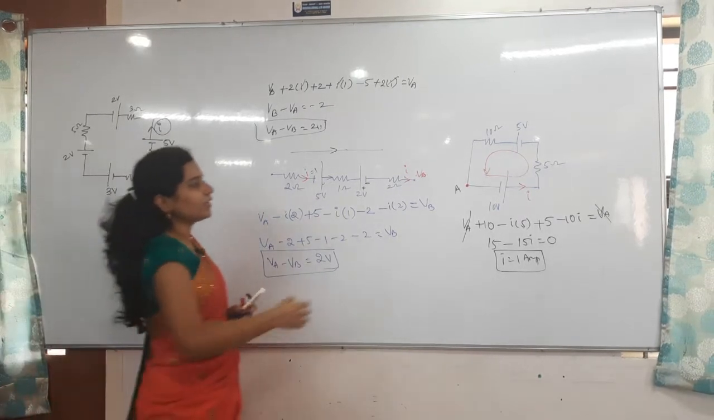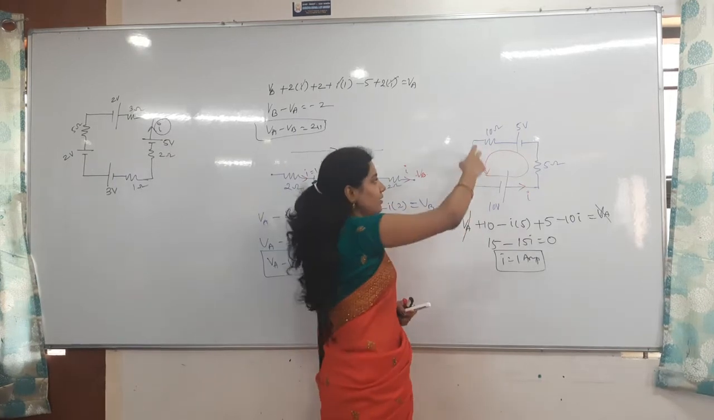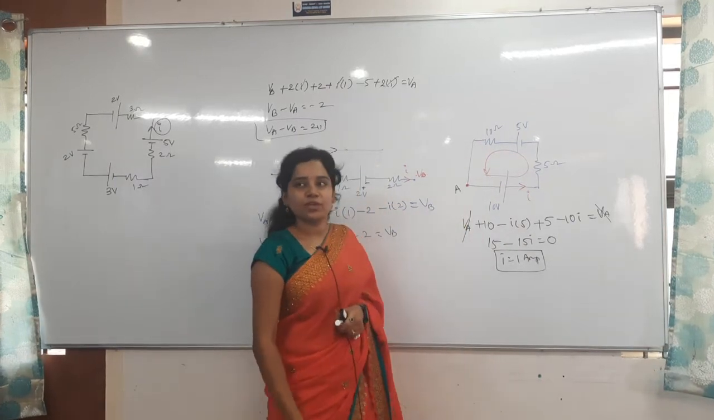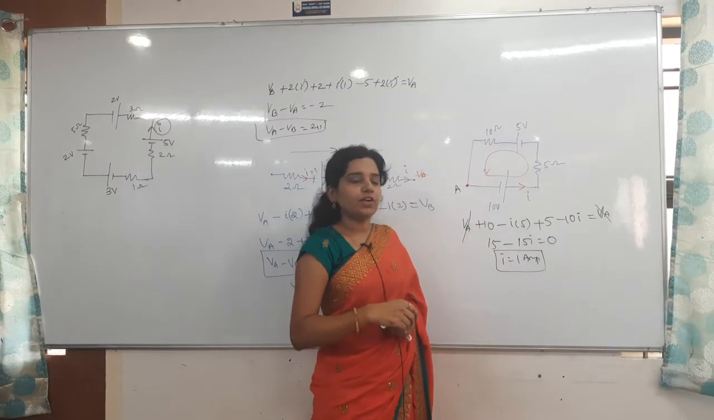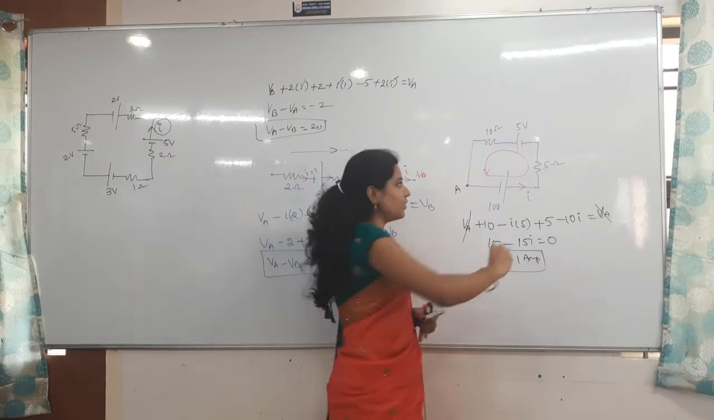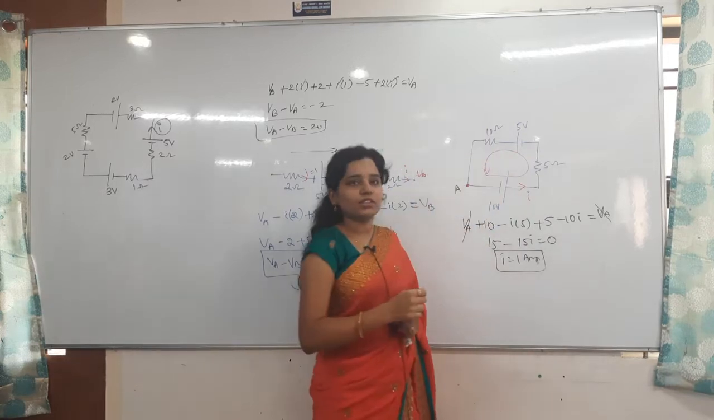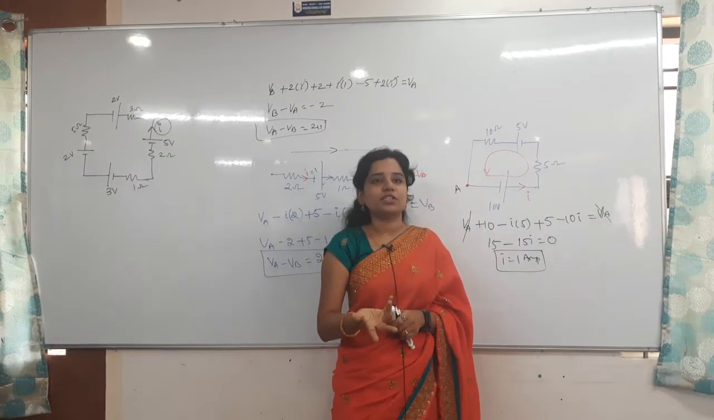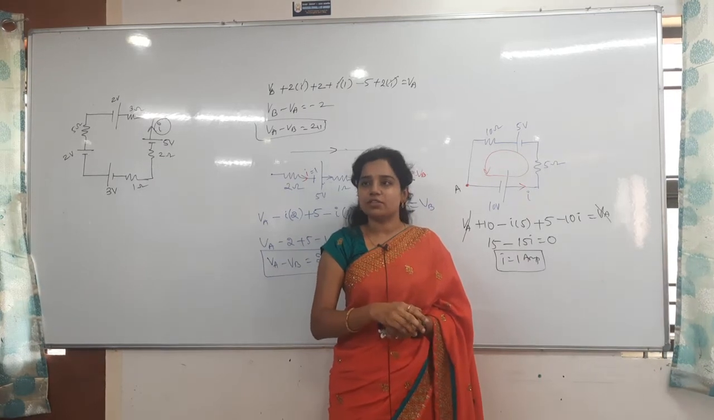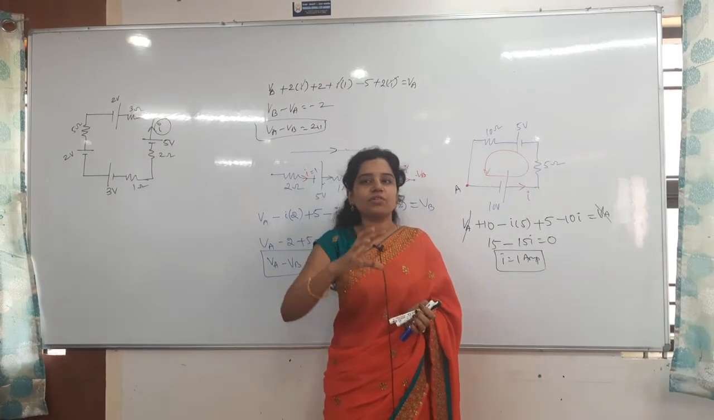Here directly you can arrange the batteries in series and then resistors also in series only. Total resistance is how much here? 10 plus 5 is 15. Total voltage is how much? You take this battery here, that is 5, and then 10 is how much again? 15 only. So current is how much you will get? 1 ampere. That's it.